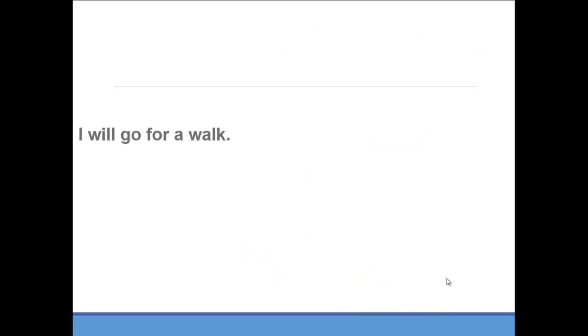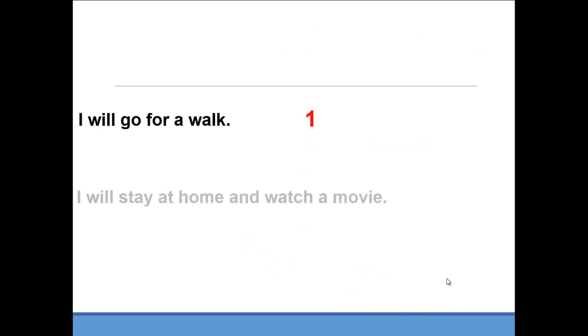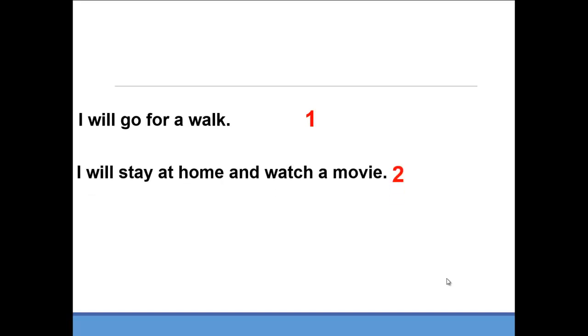The next example: I will go for a walk. I will stay at home and watch a movie. What parts of the sentence do you think need to be joined? Great, go for a walk or stay at home and watch a movie. We will use the conjunctions either or. It means one of the two. In other words, I will do one of the two things. The first thing is go for a walk. The second thing is stay at home and watch a movie. So I will do one of the two things.